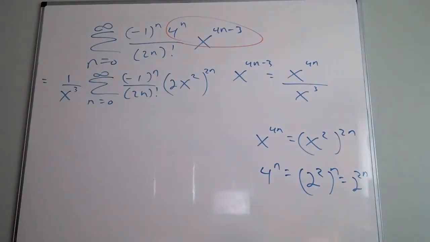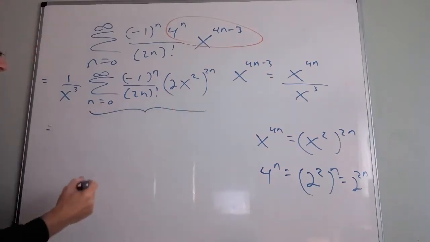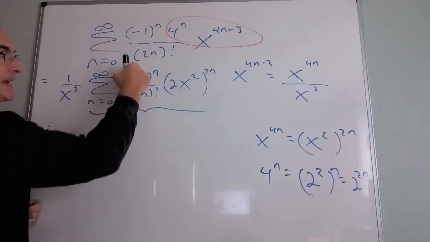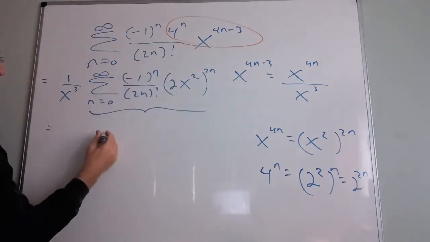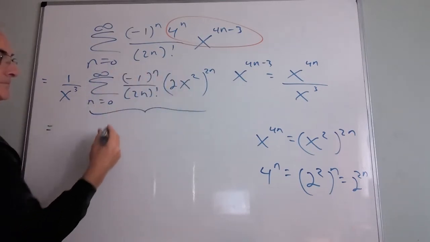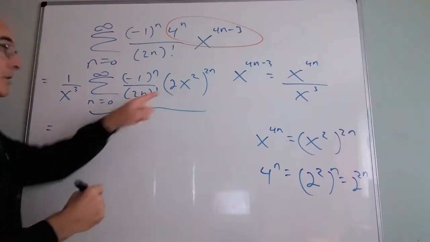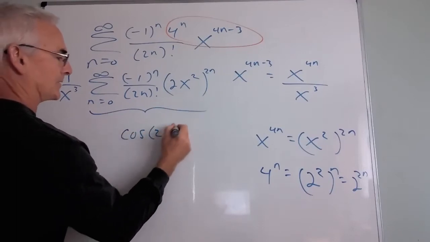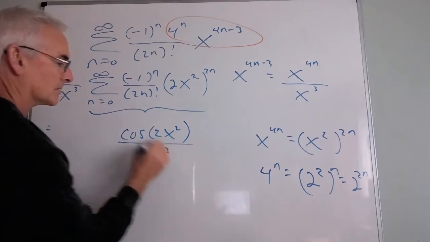Can we now translate directly to our answer? Well, what is this here? Exactly. Because I have -1 to the n over 2n factorial thing to the 2n. So what's this part right here? Cosine of 2x squared. Cosine of 2x squared. You did all the heavy lifting already. And what about this? Right there.